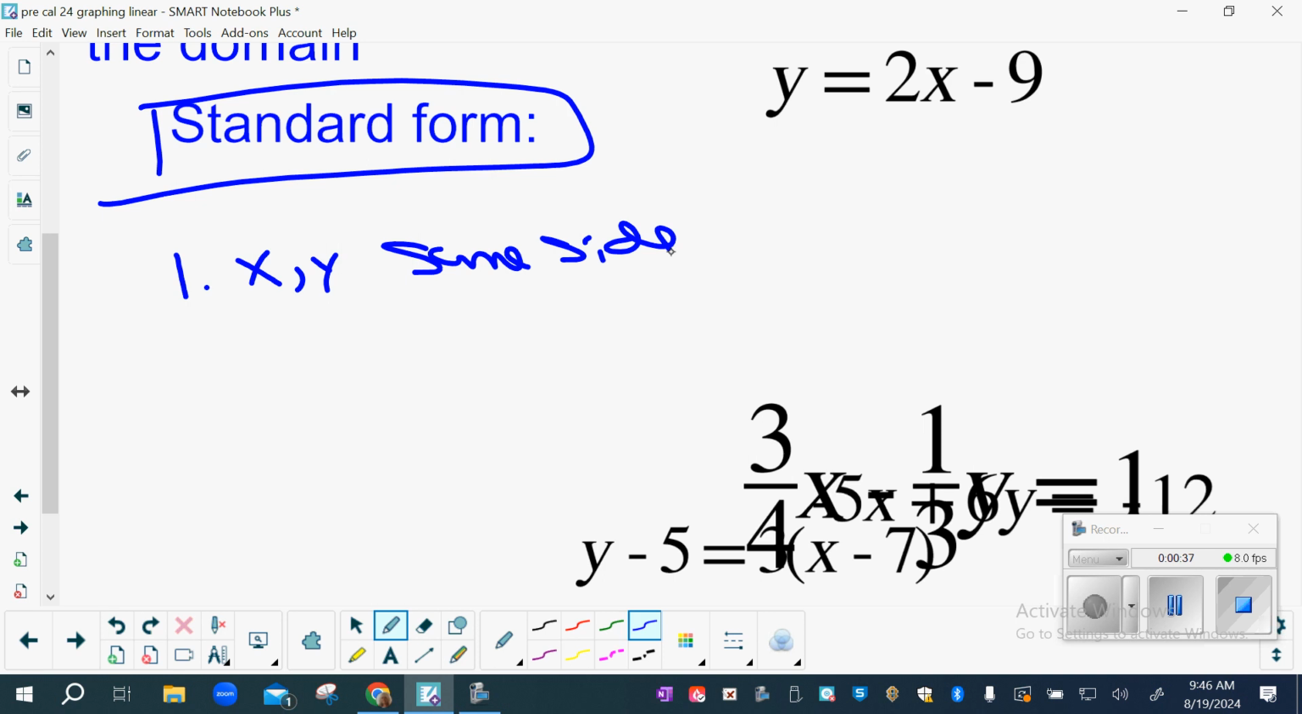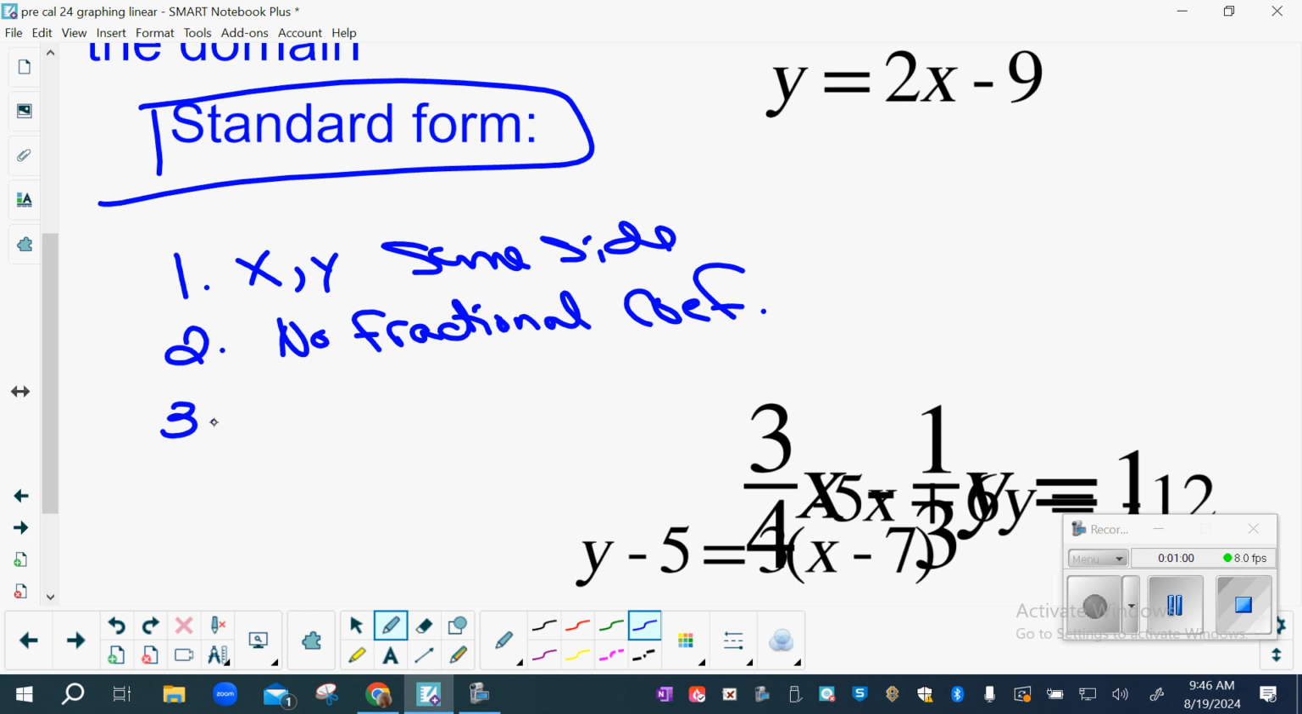That's the first thing. Second thing, it's got to have no fractional coefficients. And you're like, what does that mean? That means no fractions in front of X and Y. We want them to be whole numbers, and if they're not, we make it that way. And the final thing that's kind of weird is we want X in front and positive. We don't want it to be negative.